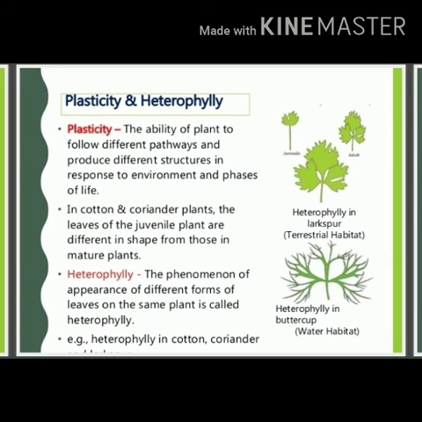Let us now study what is plasticity and heterophyly. Plasticity: the ability of a plant to produce different structures in response to environment and phases of life is called plasticity. In cotton and coriander plants, you must have seen the leaves of juvenile plants are different in shape from those of mature plants. What is heterophyly? The phenomenon of appearance of different forms of leaves on the same plant is called heterophyly.